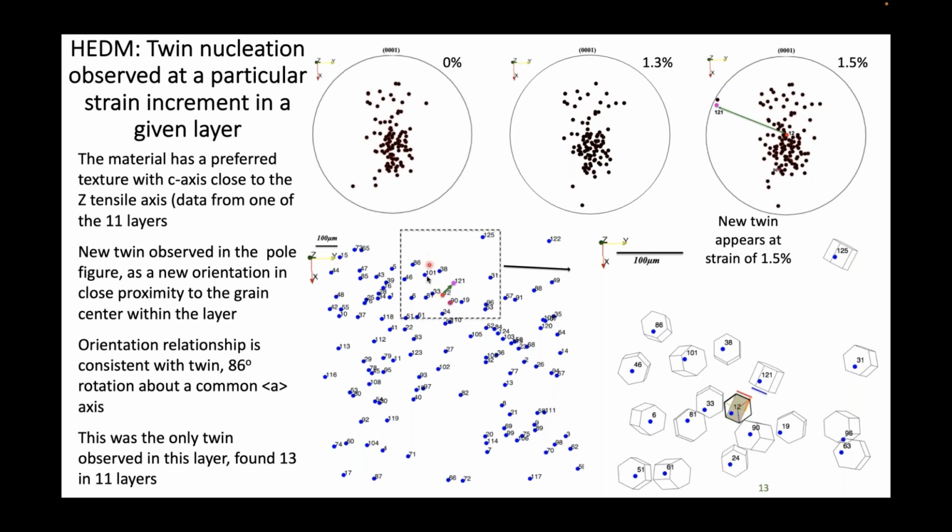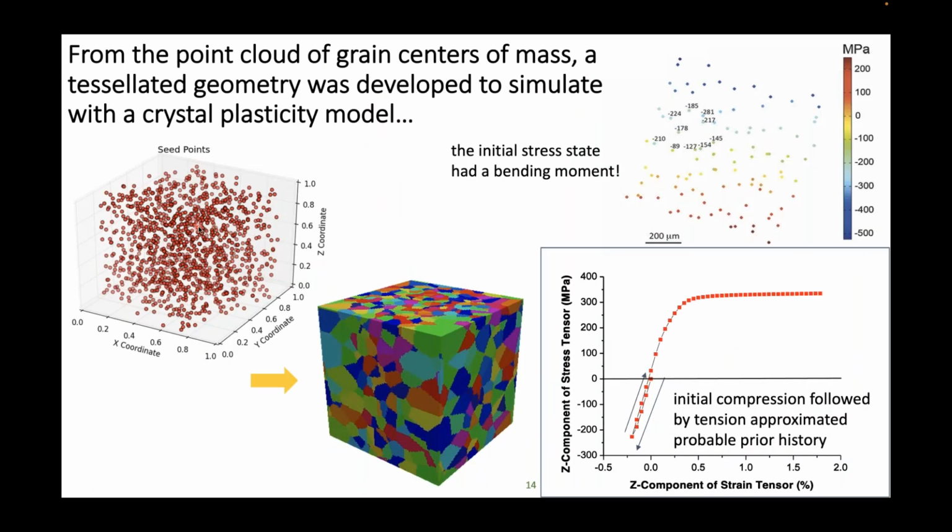And here, just zooming in on that neighborhood, we see the twin relationship with respect to the parent grain right there. So we did this in 11 different layers and found 13 twins that occurred somewhere during the deformation process. And we do get the grain centers of mass, so we get a population of points in space with their grain centers, and from that we can grow with tessellation an estimate of the microstructure. And with this model, we can simulate the deformation.